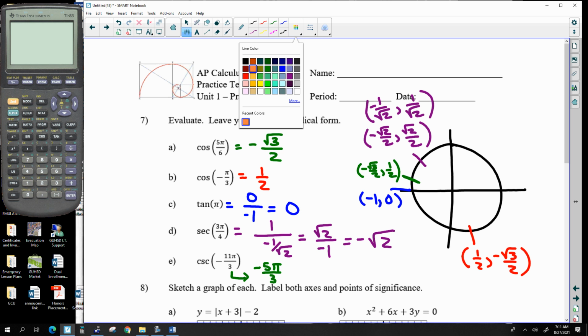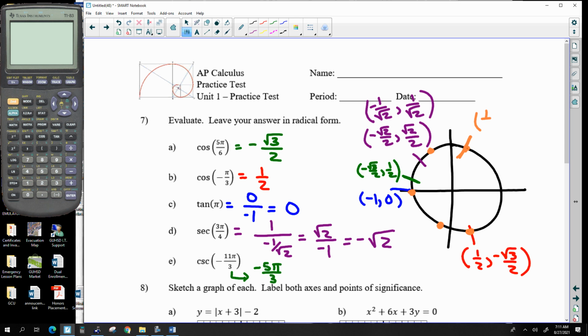Let me do this in orange here. So we got negative 1, negative 2, negative 3, negative 4, negative 5. Negative 5 pi over 3 right there, which is going to exist at 1/2, square root 3 over 2. So small x, big y. Cosecant is 1 over the sine. So this is 1 over square root 3 over 2. So it would be the reciprocal of that, which would be 2 over square root 3. Moving the square root up, that's 2 root 3 over 3.